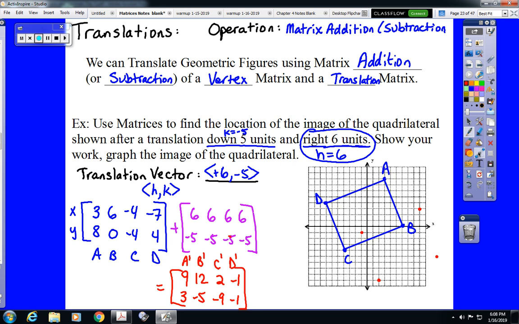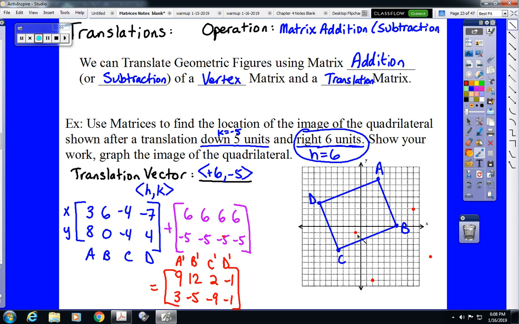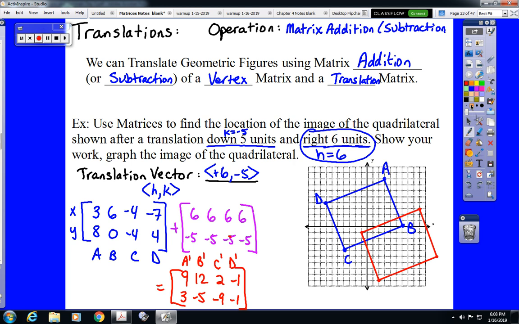Then we go through and we play connect the dots with those points. So we connect each vertex to the one next to it, in the order they're listed in the vertex matrix. And if you see, that is exactly the same shape, only that shape has been shifted right 6 and down 5. So this is the image of A, this is the image of B, this is the image of C, and this is the image of D. Right 6 and down 5 from our previous image.